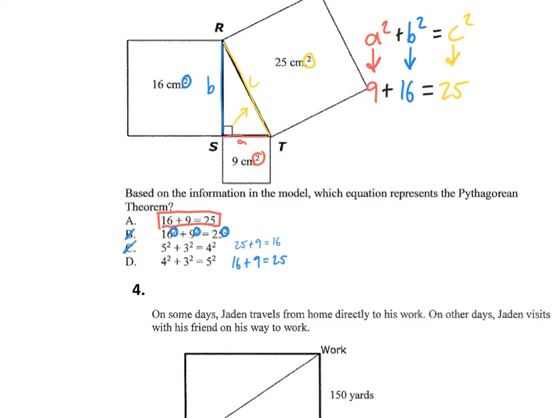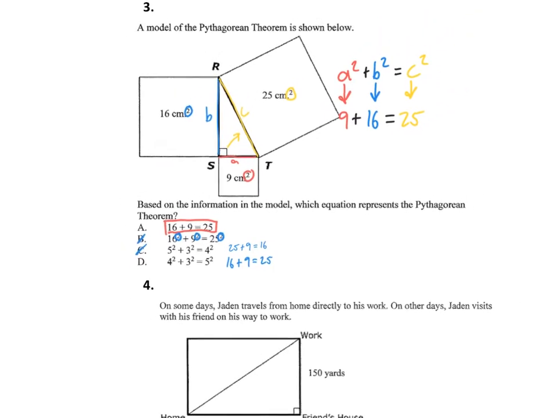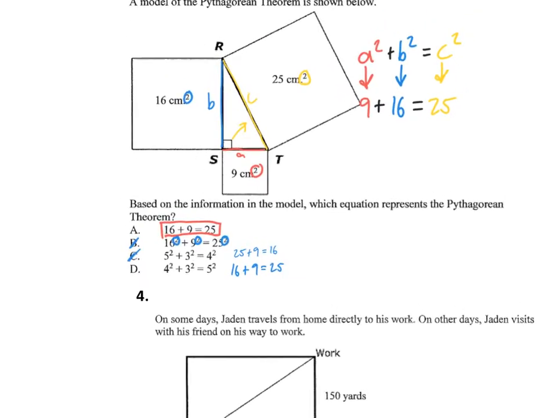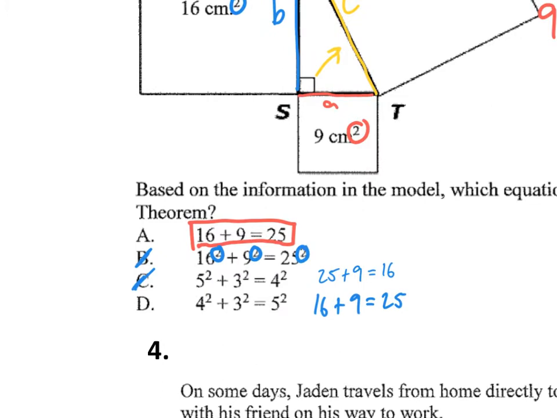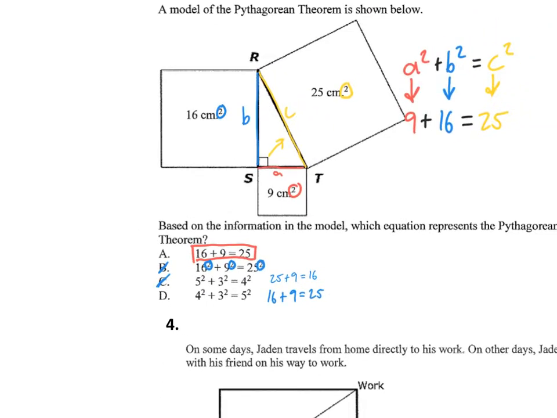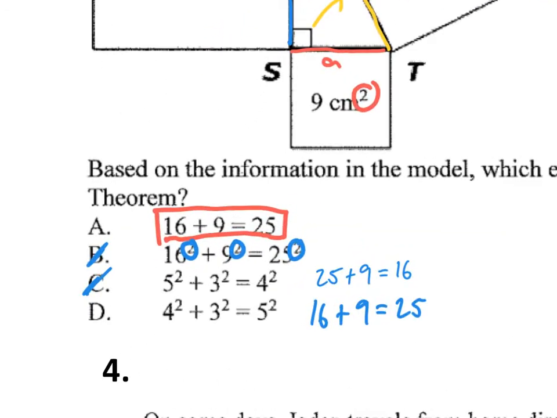A and D, I've already double-checked the test. They don't have it set up quite like this, but A and D are actually both acceptable answers. So make sure that you know that you're checking every single one of these just in case. But like I said, the test doesn't have it quite like this.